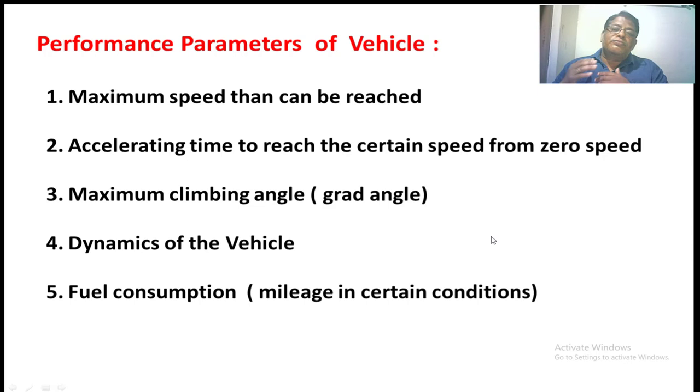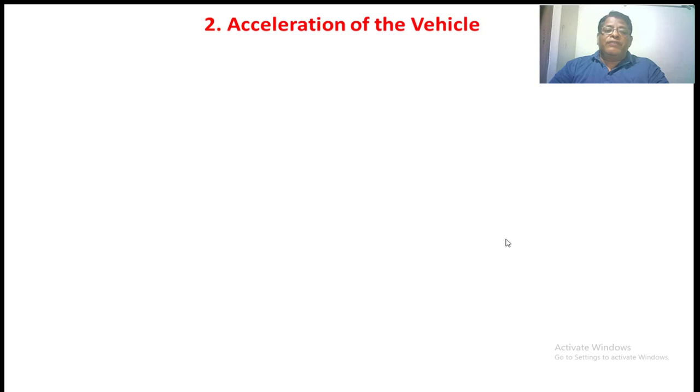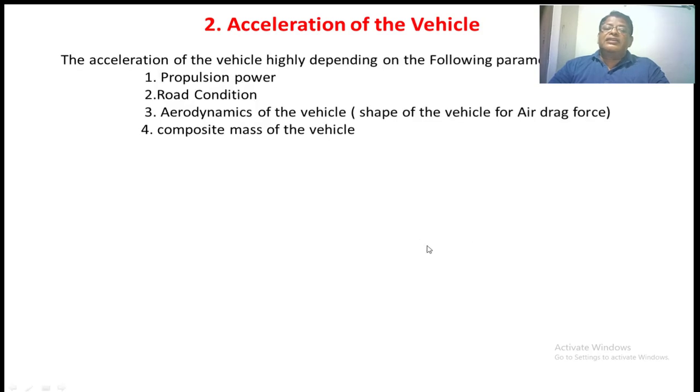Maximum speed that can be reached is nothing but how much speed the vehicle can reach. This is the first performance parameter of a vehicle. The second one is the acceleration time. The acceleration time to reach a desired speed from 0 depends highly upon the acceleration of the vehicle, whereas the acceleration of the vehicle depends highly upon the propulsion power, road condition, aerodynamics of the vehicle and composite mass of the vehicle.